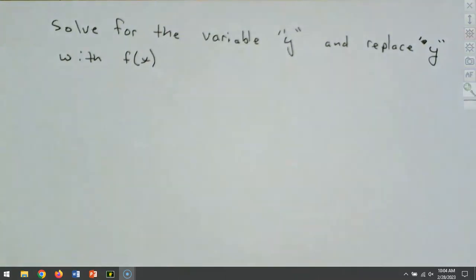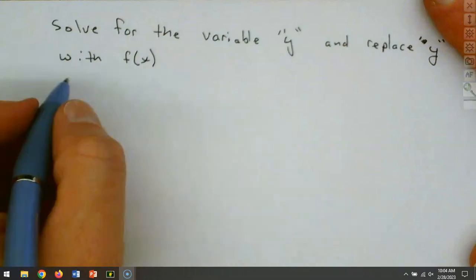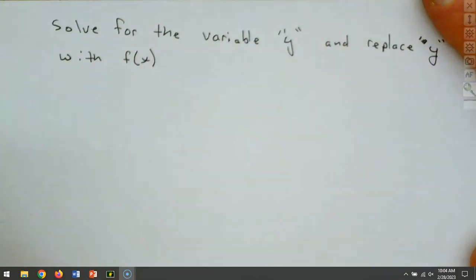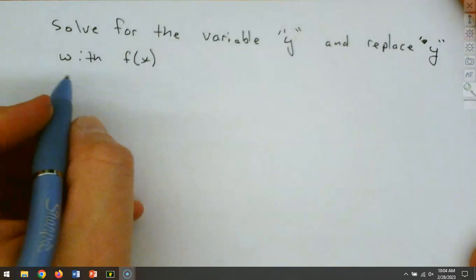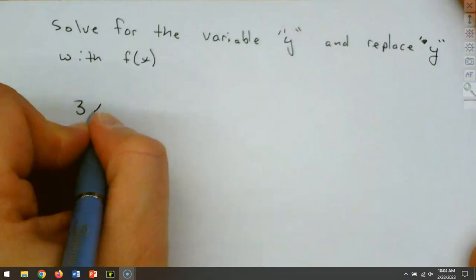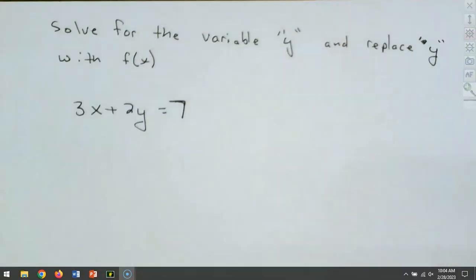And this is like 2 and 3. So this is what we're going to be doing. So I'm going to give you a function, and we're going to solve it for y and replace y with f of x. There's not much to these. So let's say I give you, how about 3x plus 2y equals 7. So right now it's in standard form, okay? And what we want to do is we want to basically get this in slope-intercept form so that we could then replace that y with your function notation.